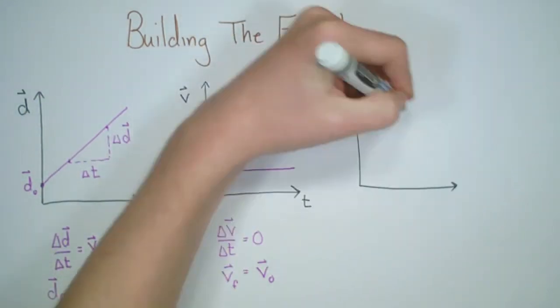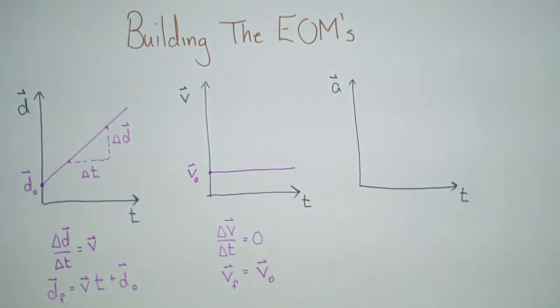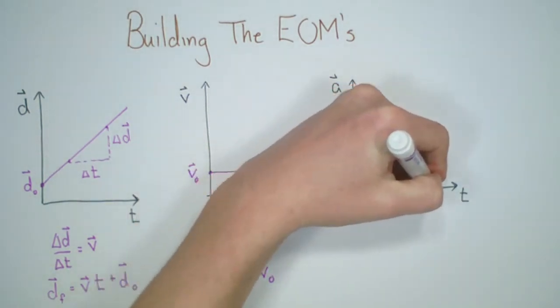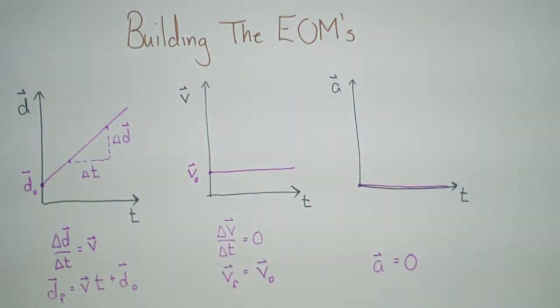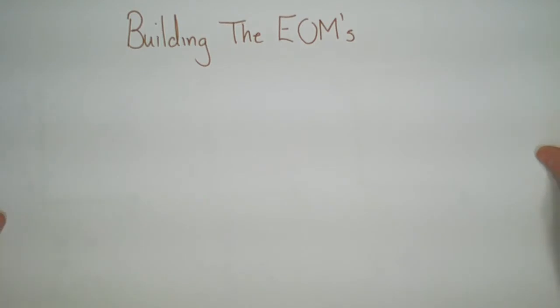Finally, we can produce what's called an acceleration time graph. And with the acceleration time graph, because the velocity is not changing, the acceleration is equal to 0 everywhere, and so we have an acceleration equal to 0. However, this will not always be the case.